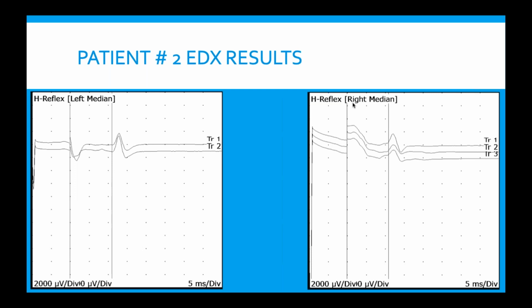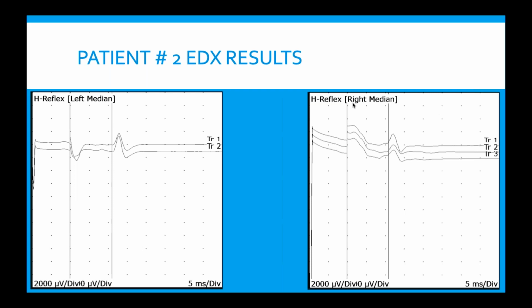You can see that on the left side, we got no motor artifact, very small motor waveforms, and a reproducible H latency. On the right side, we did pick up a little bit of electrical noise, so the baseline wasn't as straight.